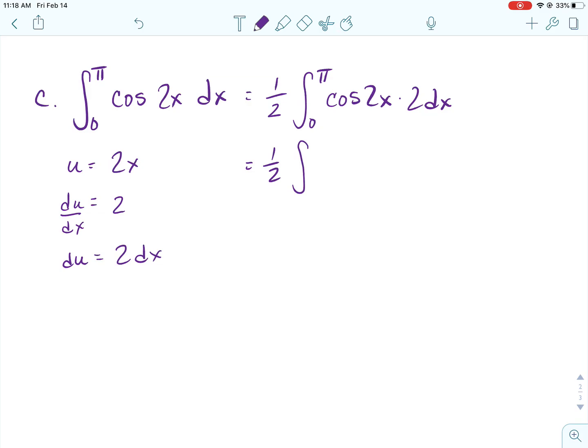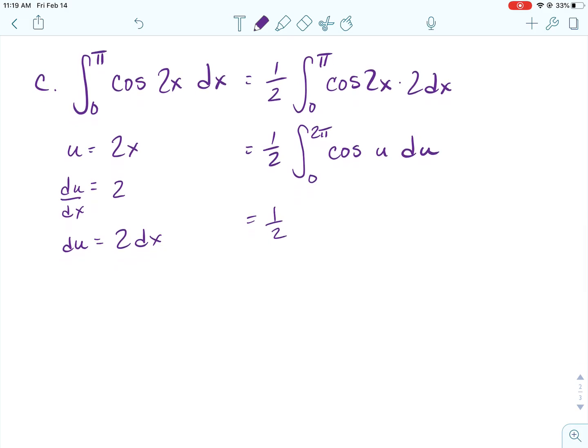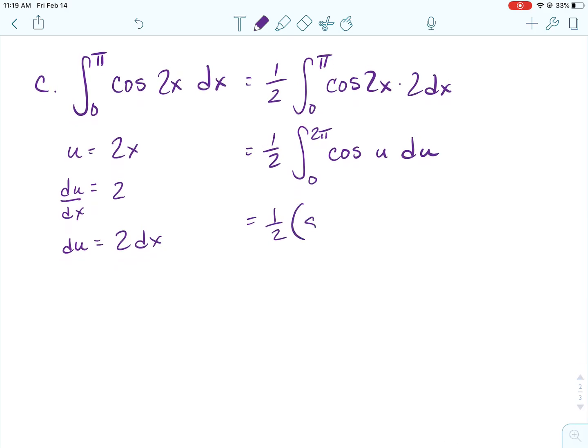So 2 times 0 is 0. 2 times pi is 2 pi. And then in the place of 2x, we're going to write u. And in the place of 2 dx, we're going to write du. So what is the antiderivative of cosine of u du? Sine of u.